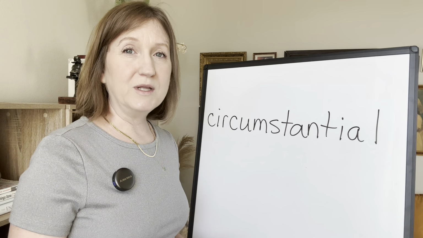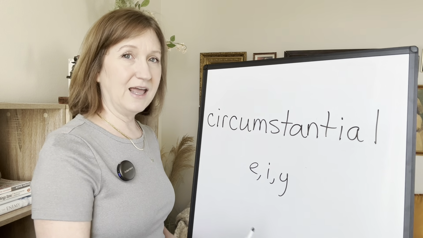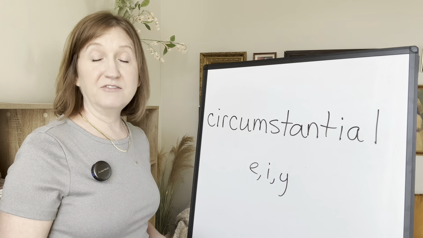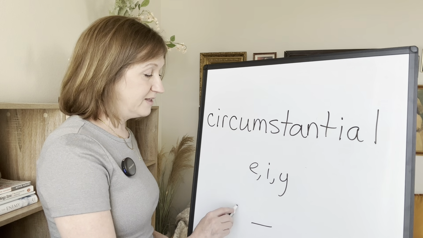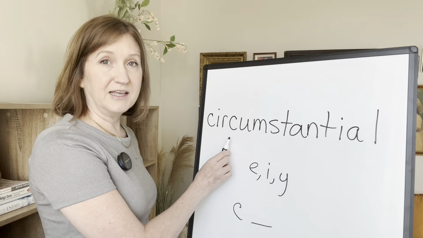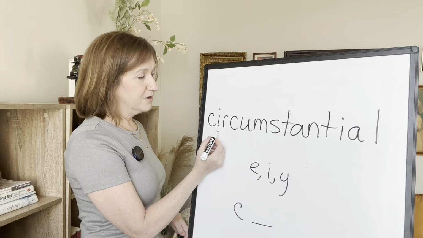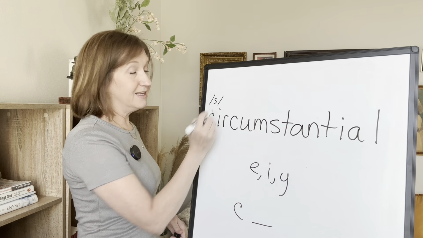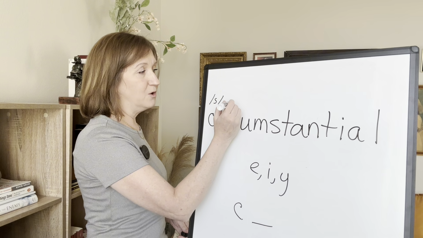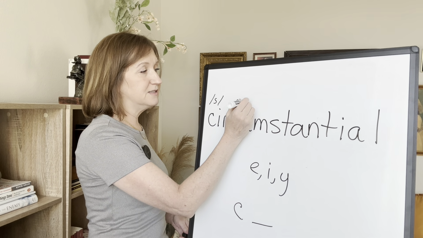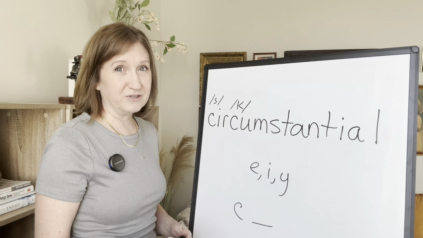There is a pattern. When C has an E, I, or Y right after it, that C is going to make its soft sound and say S. If there is any other letter after that C, then it's going to make its hard sound and say K. So as you can see, this C has an I after it, so it's going to make its soft sound and say S. But this C does not have an E, I, or Y after it, so it's not going to make its soft sound. It's going to make its typical hard sound, K. That's by far the most common sound for C.